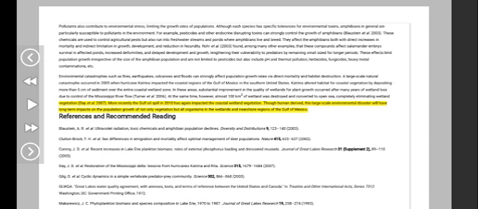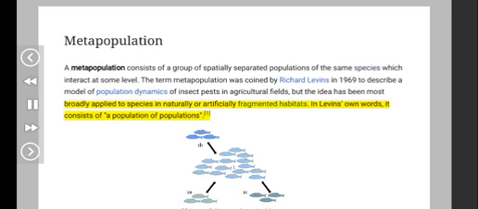Metapopulation. A metapopulation consists of a group of spatially separated populations of the same species which interact at some level. The term metapopulation was coined by Richard Levins in 1969 to describe a model of population dynamics of insect pests in agricultural fields, but the idea has been most broadly applied to species in naturally or artificially fragmented habitats. In Levins' own words, it consists of a population of populations.